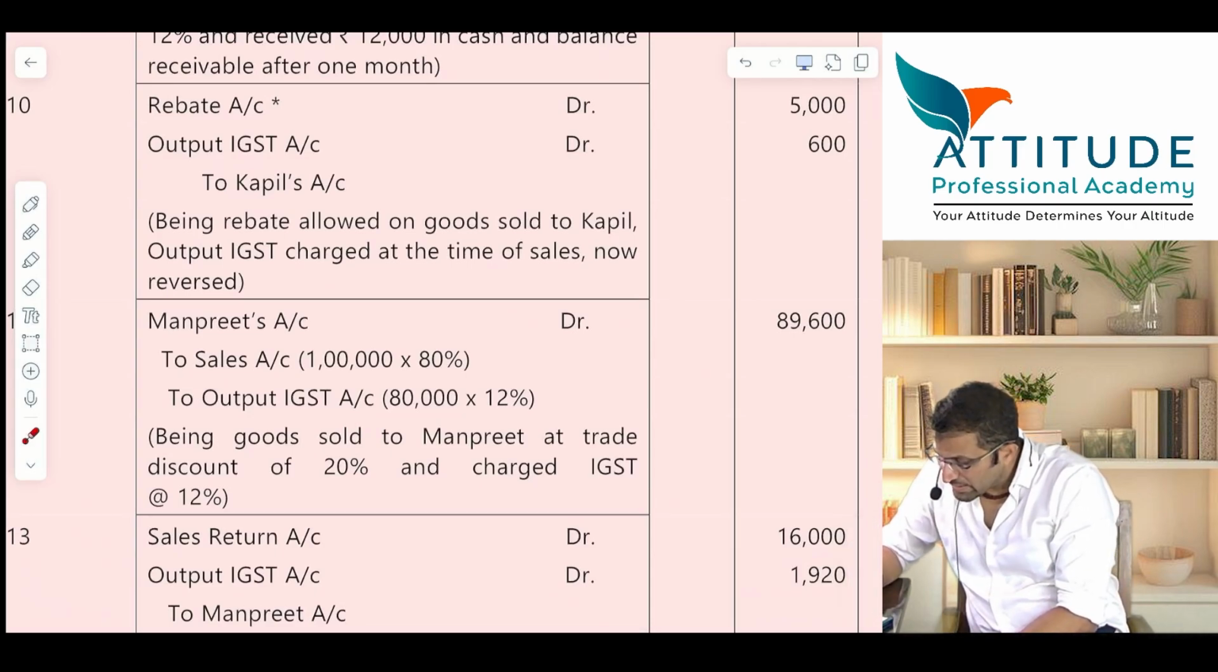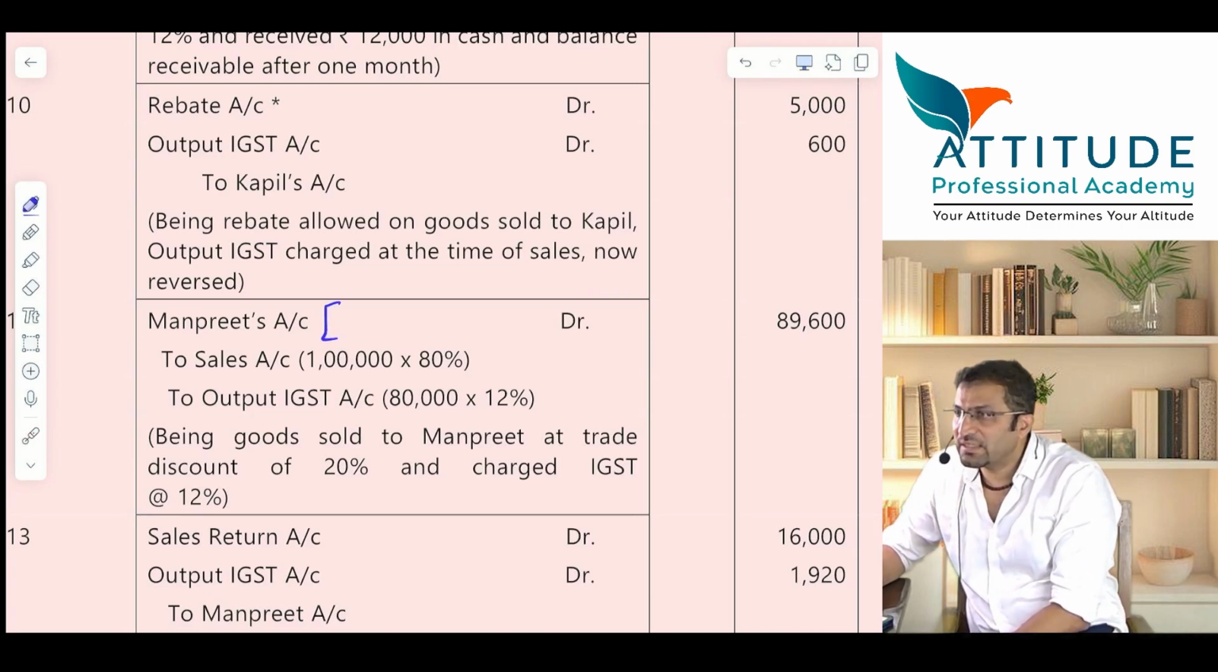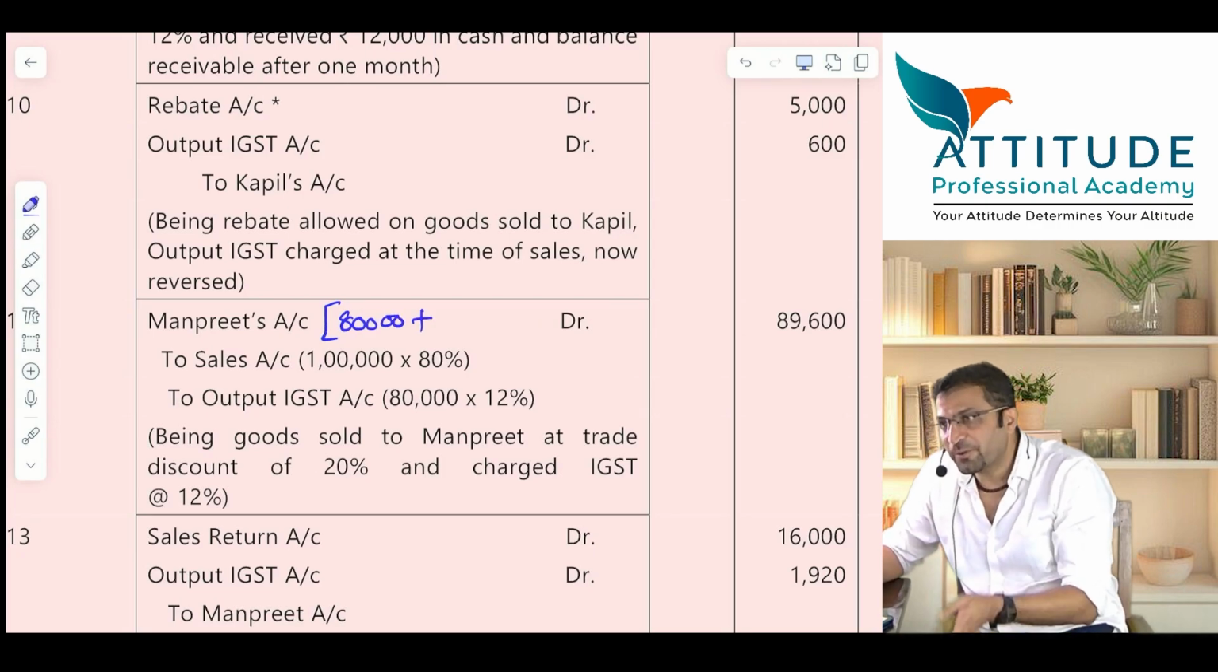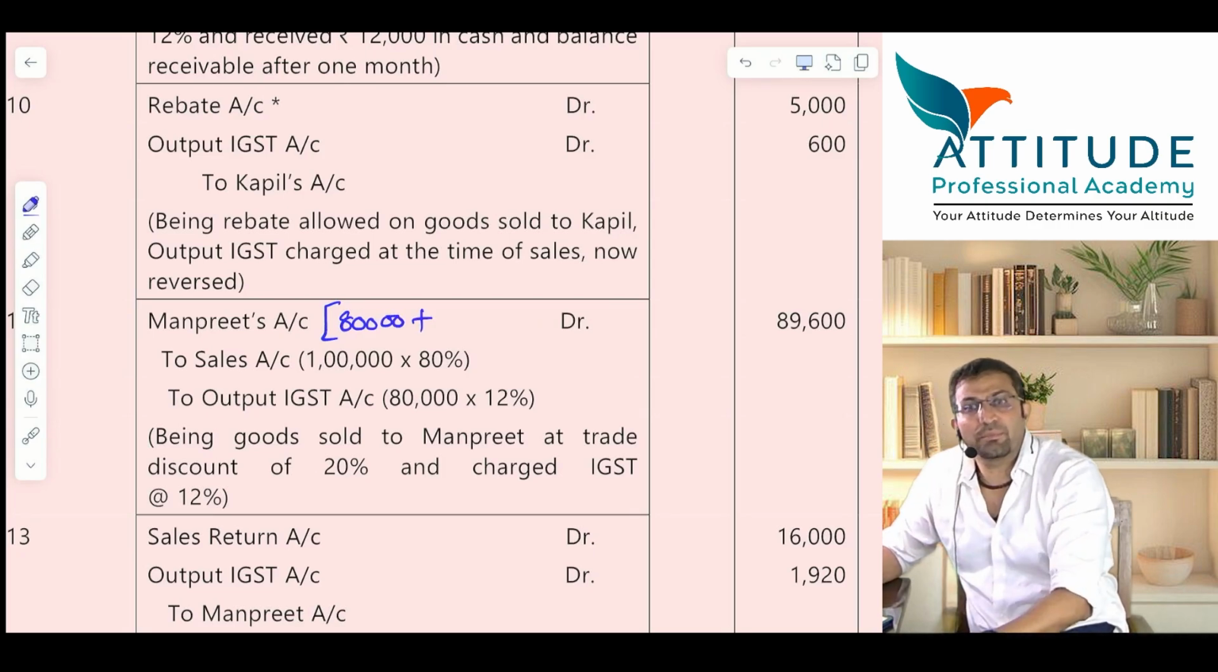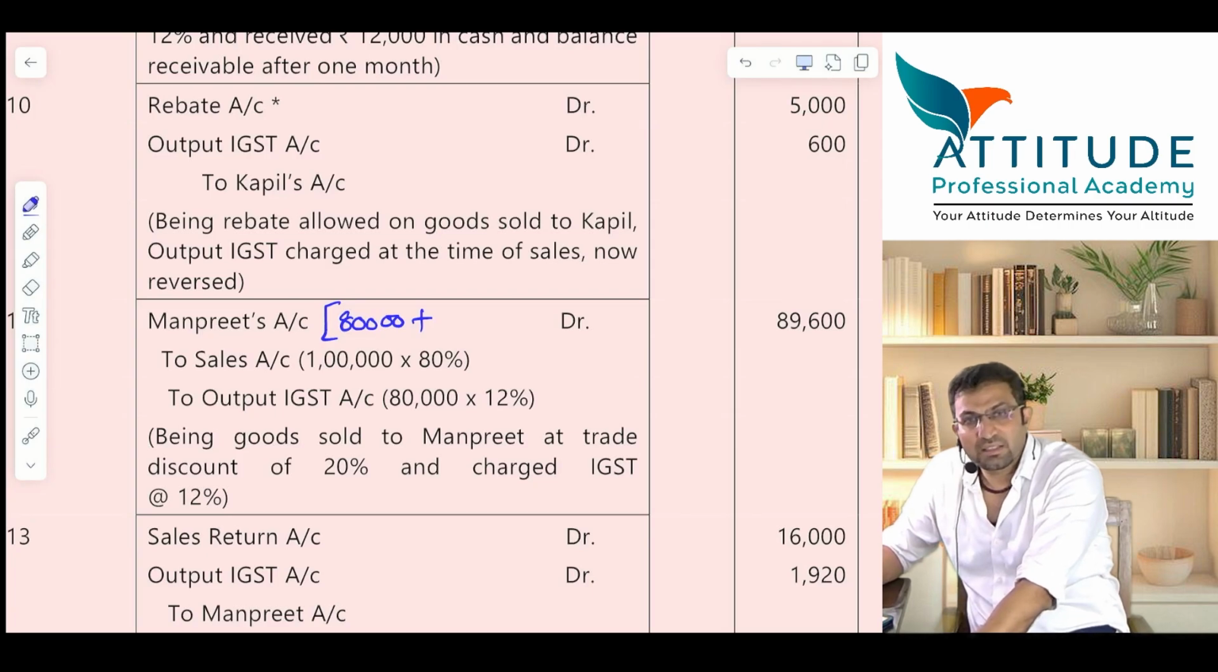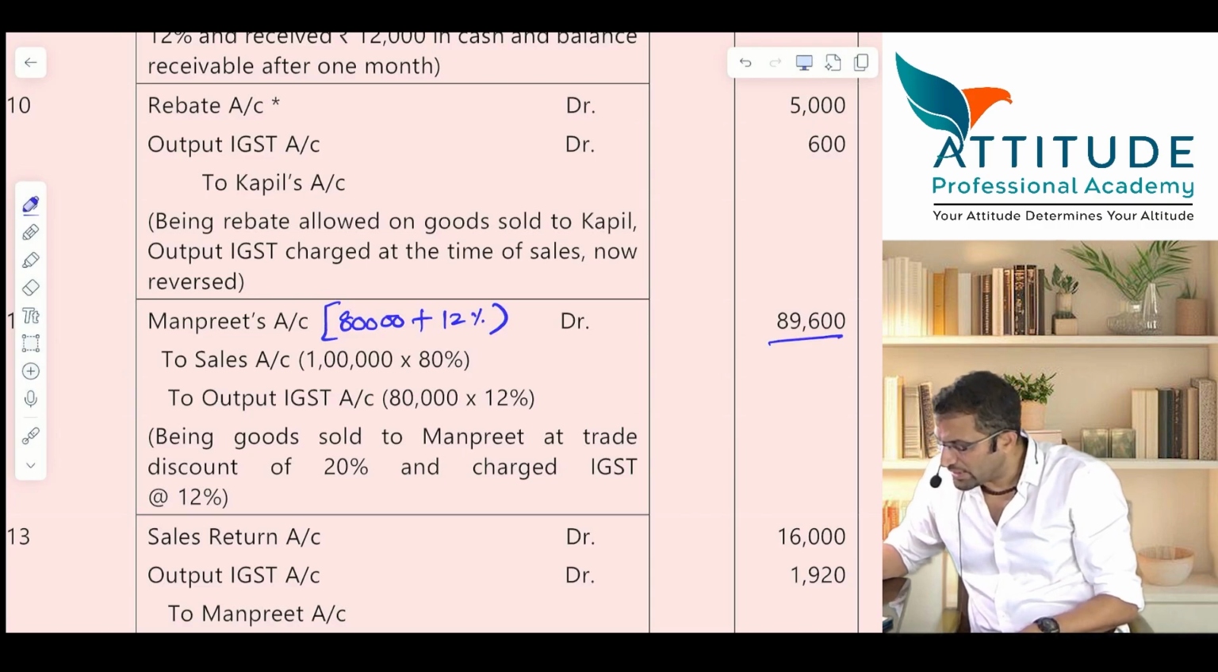Why 89,600? Sir, trade discount is 20%. So goods will be how much? 80,000. Plus you have to receive from him GST. You will apply GST to him. Yes or no? Which is how much? 12%, no? So 89,600.